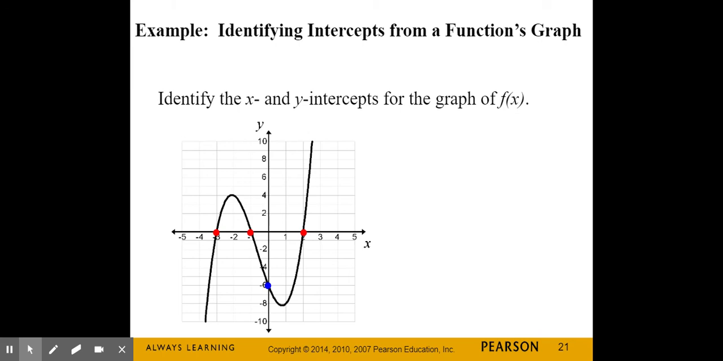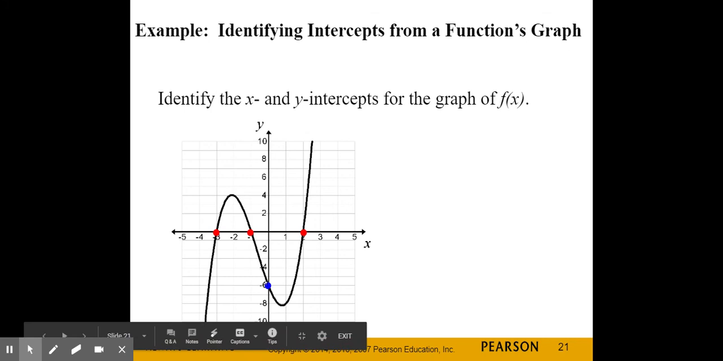So identify the x and y intercepts of this graph. Again, the x-intercepts are where it crosses the x-axis. So in this case, it's -3, -1, and 2. Its y-intercept is -6, the blue point.